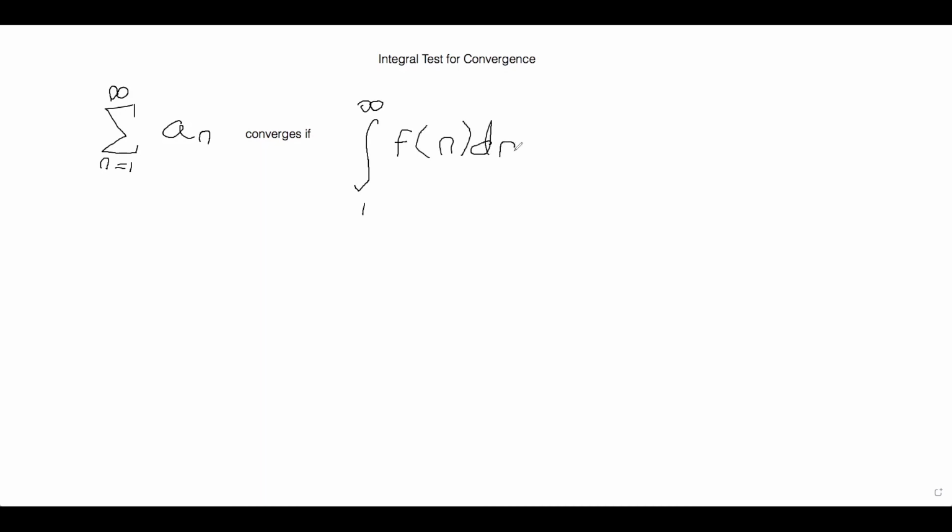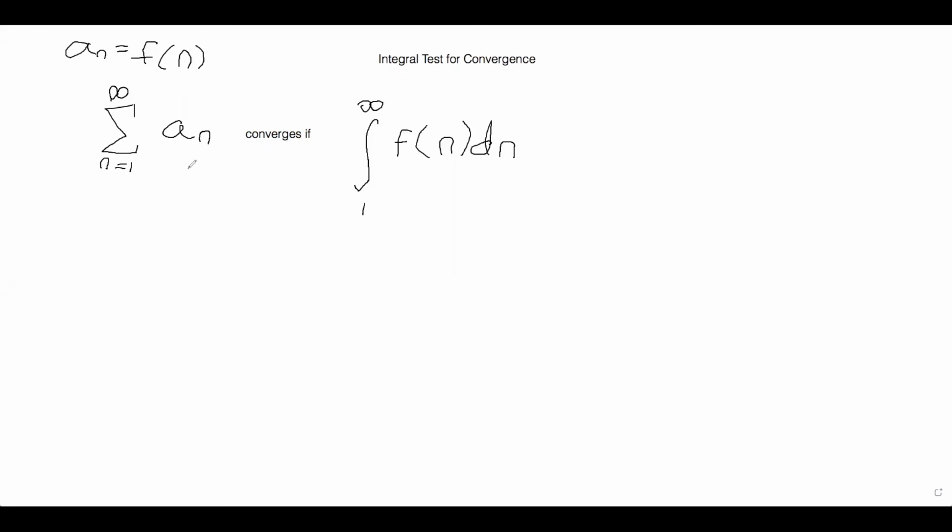I think we're going to use n instead of x as the variable of integration, because then we know a sub n is equal to f of n. So a sub n is equal to f of n. This is just the conventional notation whenever we're going from the sequence or series notation to a function notation.